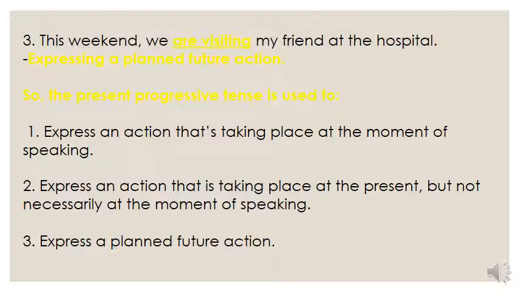So the three uses of the present progressive are: number one, to express an action that's taking place at the moment of speaking; number two, to express an action that is taking place at the present, but not necessarily at the moment of speaking; number three, to express a planned future action.